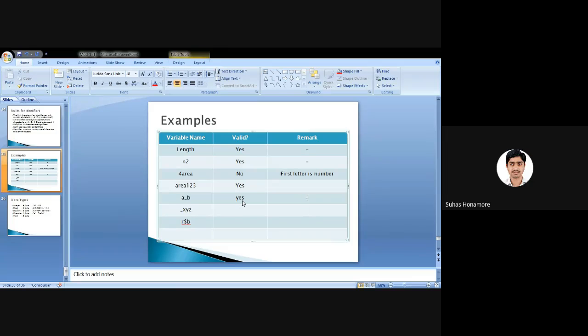Excuse me, sir, are special symbols allowed? Special symbols are not allowed.